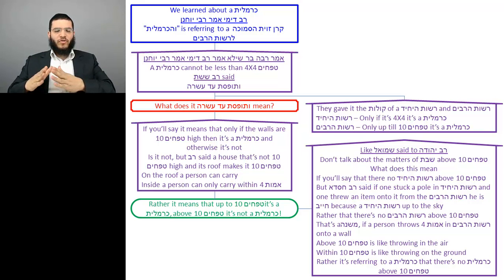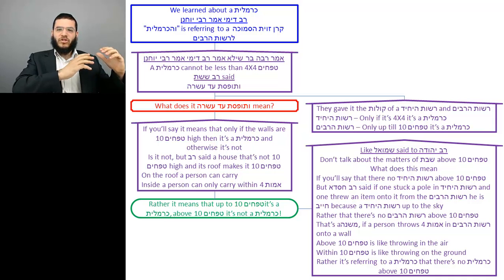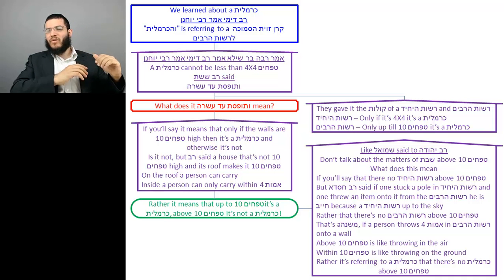Just like a reshus hayachid needs 4 tefachim by 4 tefachim to be considered reshus hayachid, smaller than that, it won't be reshus hayachid, rather a makom ptur. Same is true by the carmelis. If it's smaller than that, it will not be a carmelis. It'll be a makom ptur. And we also gave it the kula of a reshus hayachid, which is that only up to 10 tefachim is a reshus hayachid. Beyond that is a makom ptur. So too the carmelis, only up to 10 tefachim is a carmelis. Beyond that, it's a makom ptur.